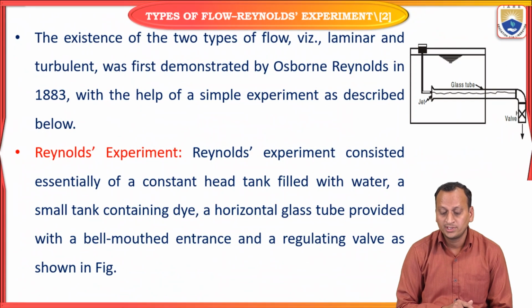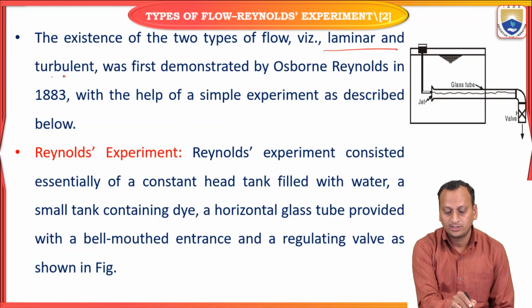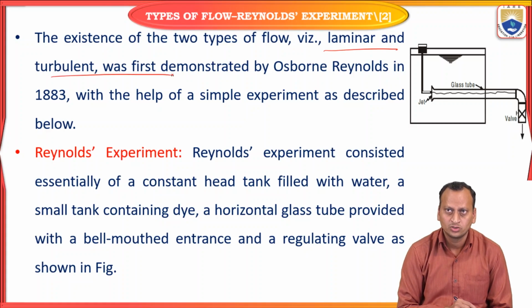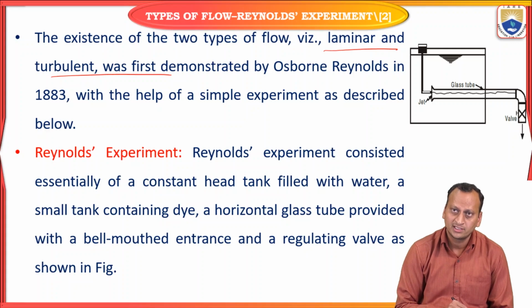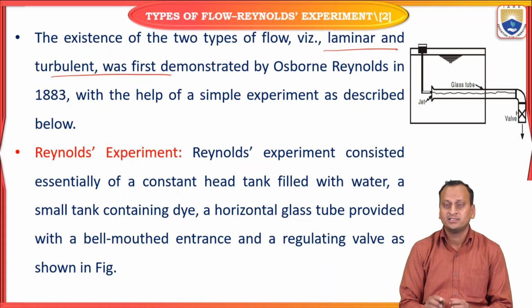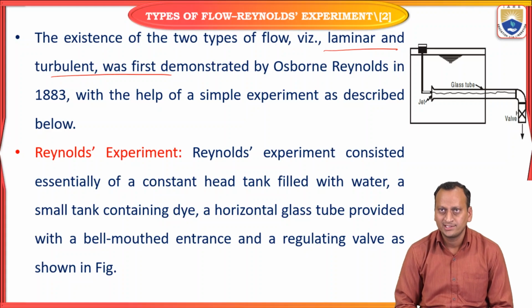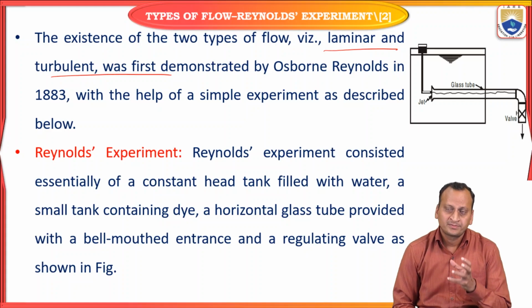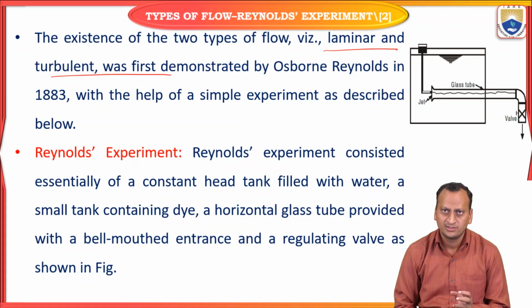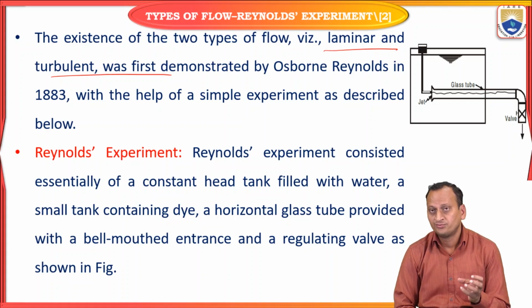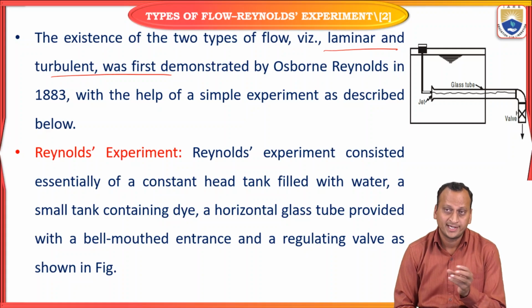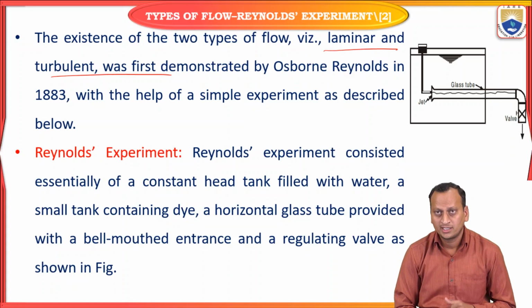The existence of two types of flow, laminar and turbulent, was first demonstrated by Osborne Reynolds in 1883 with the help of a simple experiment. From then onwards it was called the Reynolds experiment. The main objective is to visualize the laminar flow, the transition zone, as well as the turbulent zone: how the fluid flow transforms from laminar into transition, and then from transition into turbulent. That was first demonstrated by Reynolds.